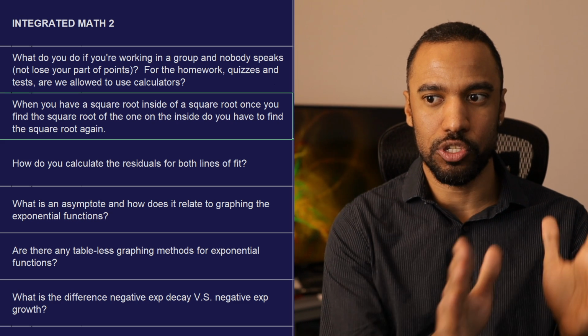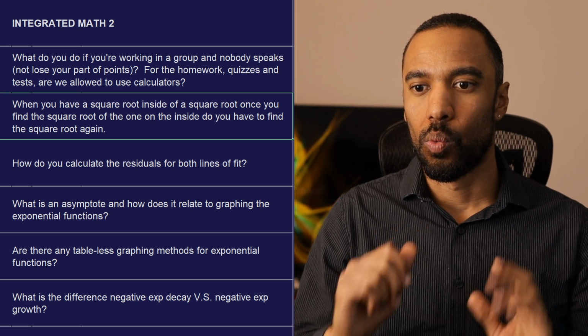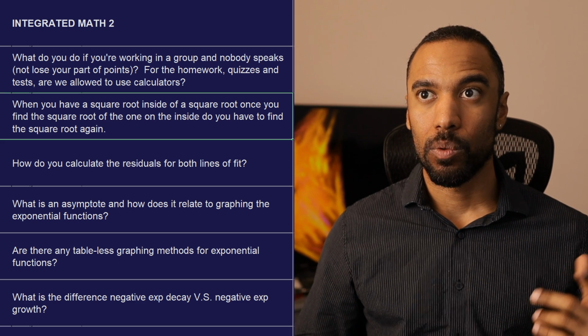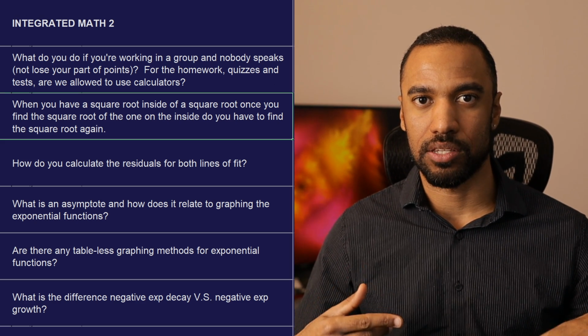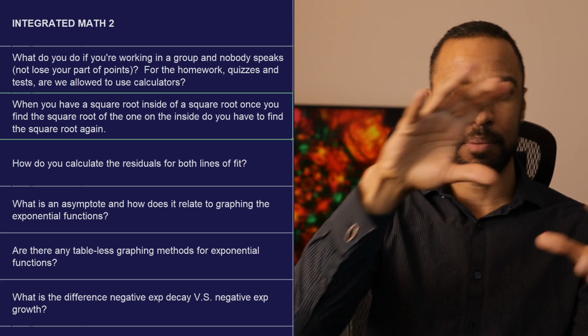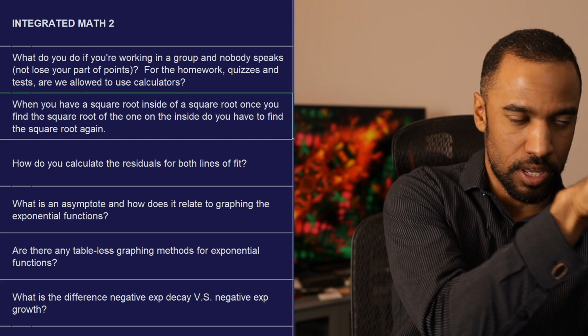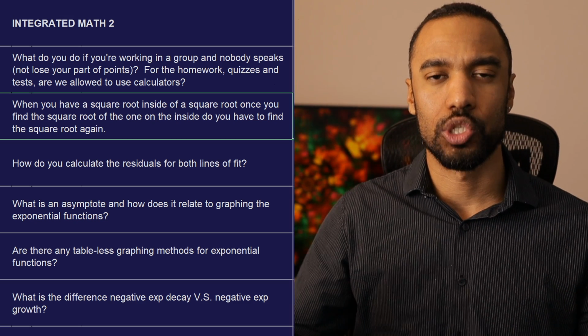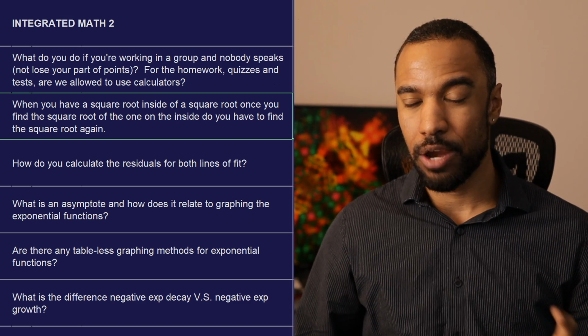When you have a square root inside of a square root, once you find the square root of the one on the inside, do you have to find the square root again? Well, yeah, if you have a square root within a square root, yes. And we've seen different examples where it's not literally just square root, square root. We have a square root of something, and within that something, here's another square root. Regardless, a square root inside of a square root is not a redundant thing.